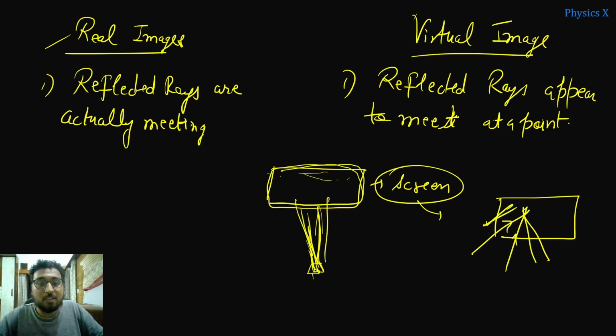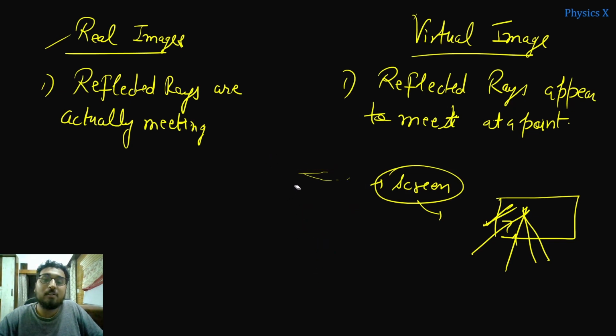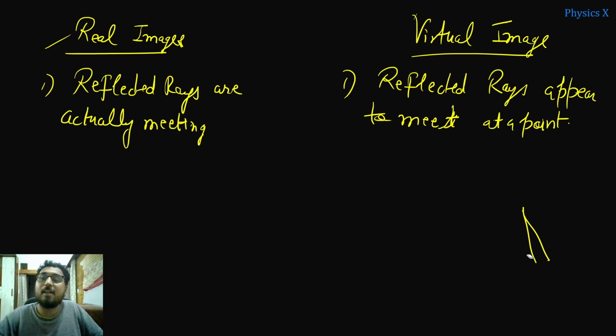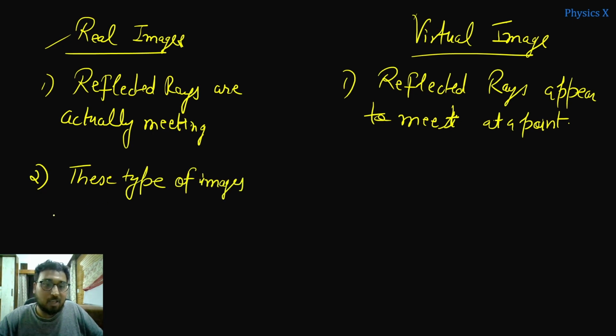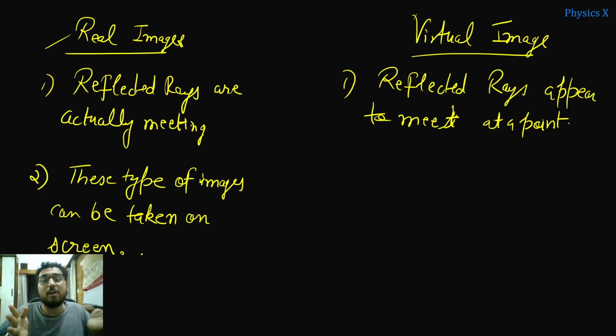So that is why we call them real images, which can be taken on a screen. Whenever a real image is formed, we can tell that these types of images can be taken on the screen, because a screen is a real thing. We are really putting a screen somewhere and observing pictures on it, which means the rays falling on this screen are actually meeting. Correspondingly, a virtual image will not be the case, because these appear to come from a point. They are not actually meeting.